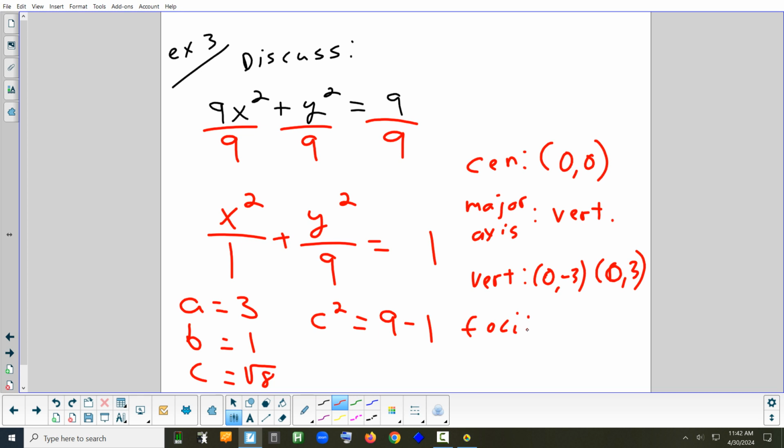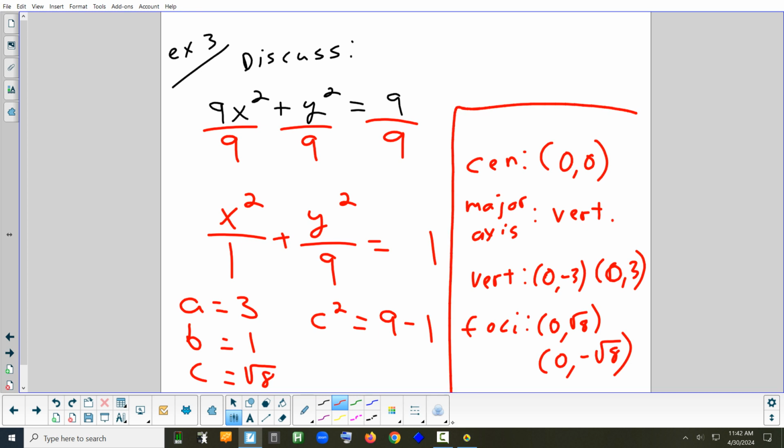And the foci. How many units away from the center are the foci? Yeah? Square root of 8. That's exactly how we're going to write it. Square root of 8 units above and below. So 0, √8, 0, -√8. And that's everything they would want to know. Okay, any question on that one?